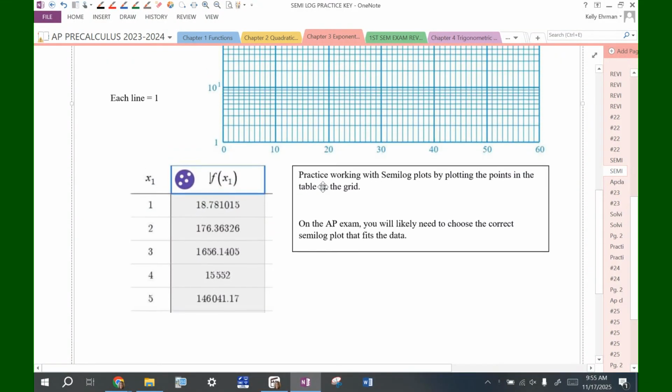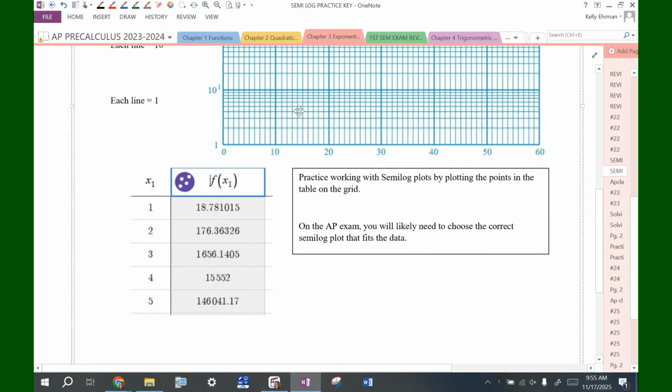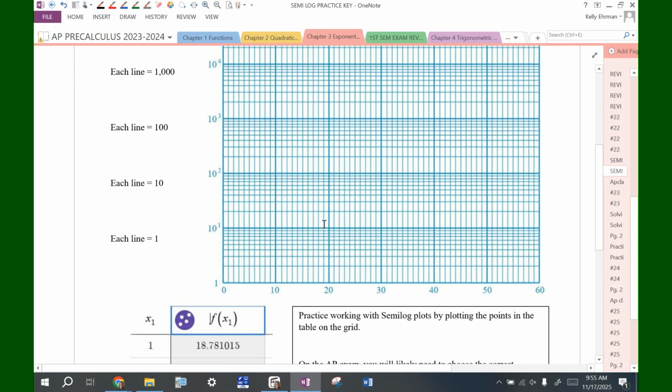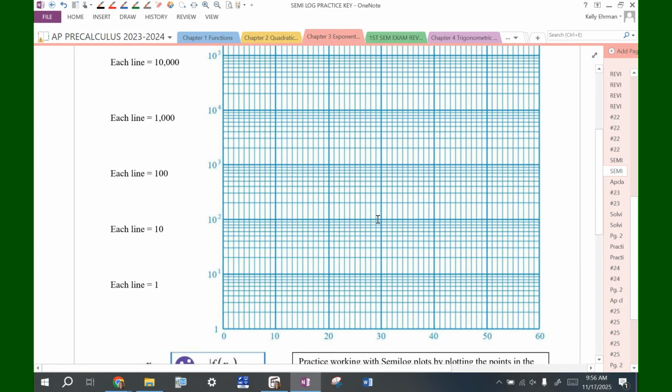Okay, so I want to graph these points on this grid, and they range from 18 to 146,041.17. So here's the first thing about a semi-log plot. Take a look at this. Now, they typically have these lines that change in how far apart they are. They don't always look like this. Sometimes they leave these horizontal lines out like we had in our notes, and they just show you what's happening here.